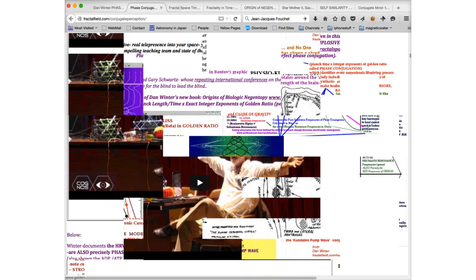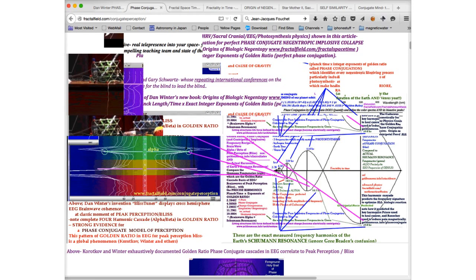I notice when I scroll up a screen with lots of pictures, it confuses the display here. So we'll just give it a second.